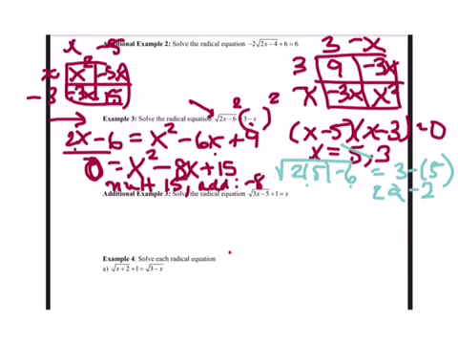If I check the other one, okay, if I check 3, is the square root of 2 times 3 minus 6 equal to 3 minus 3? I have 6 minus 6, which is 0. The square root of 0 is 0, and 3 minus 3 is 0. So x equals 3 is my solution.